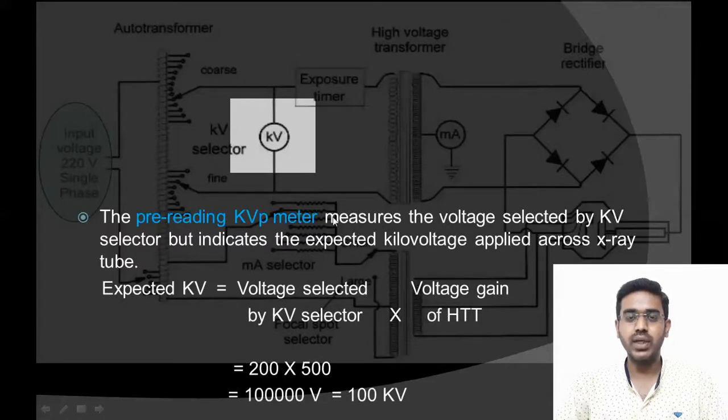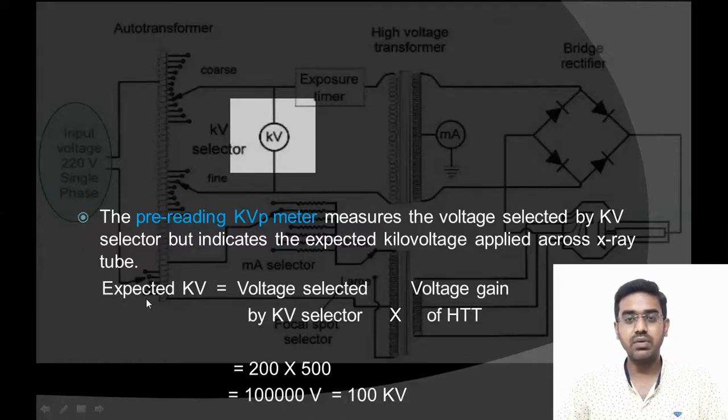It measures the voltage selected by the KVP selector but indicates the expected kilovoltage applied across the X-ray tube. That is, it doesn't show the voltage flowing through it, but it shows the expected voltage that is going to be supplied on the X-ray tube.